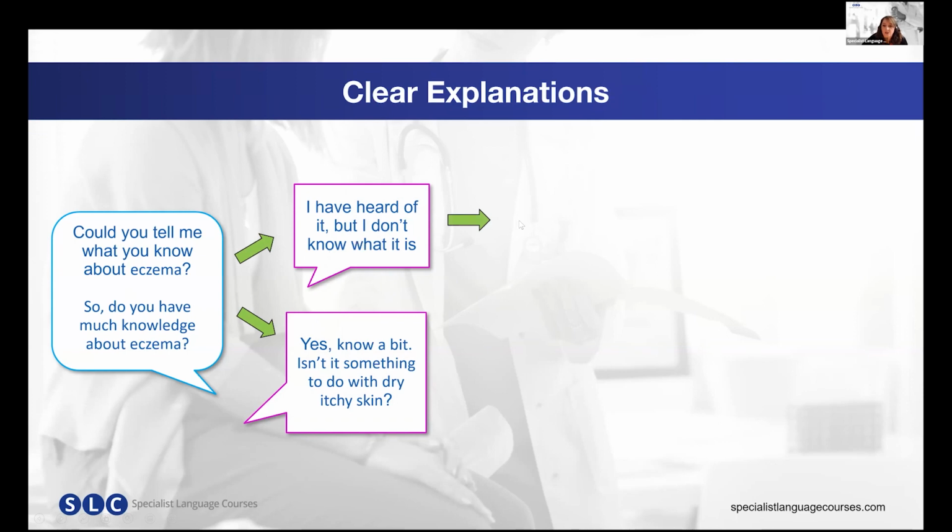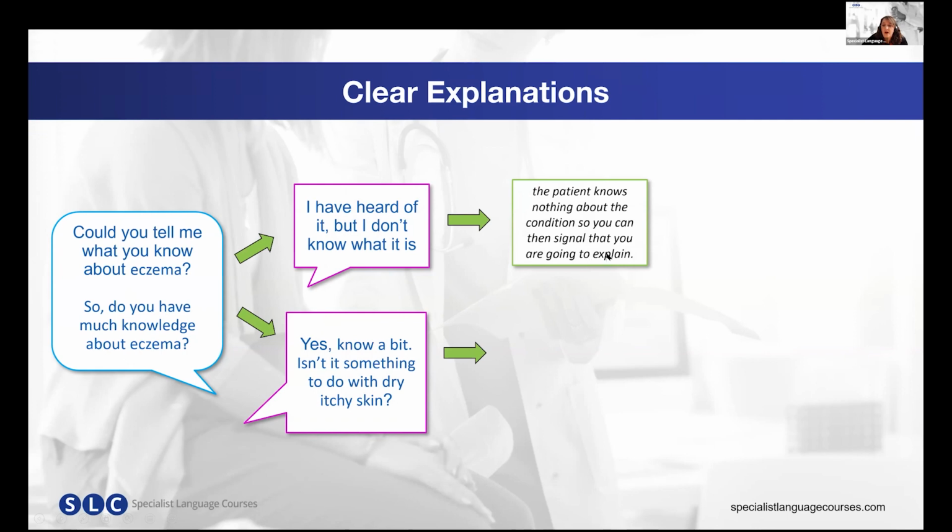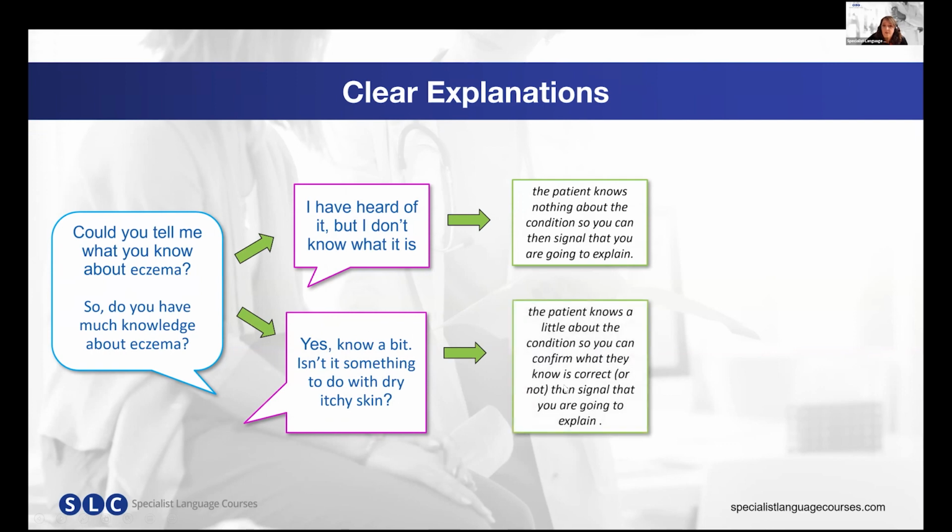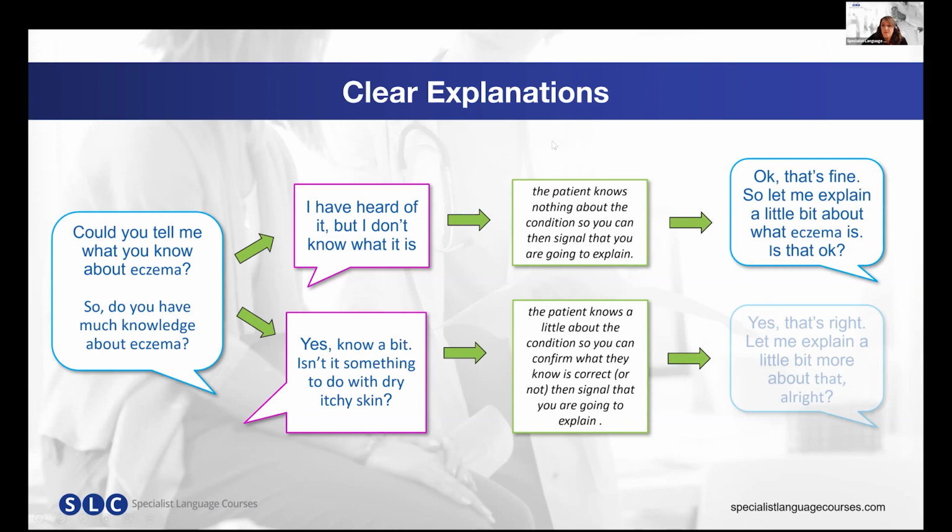If your patient doesn't know much, then you know that you need to give a lot of the full information about it, and you give the signal that you're going to explain. If your patient knows a little about it, then you can confirm what they know is correct and then go on to your explanation. For example, let me explain a little bit about what eczema is. Is that okay? Or, yes, that's right. Let me explain a little bit more. And then you explain the parts that they don't know already.